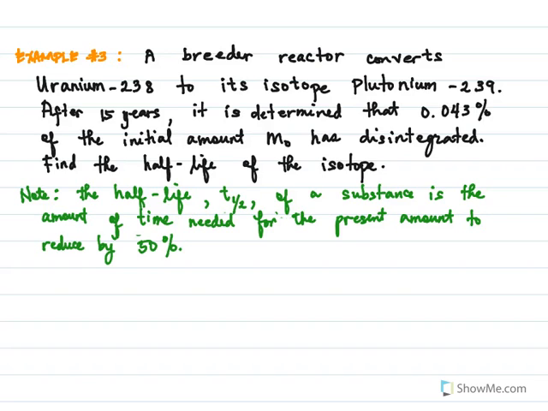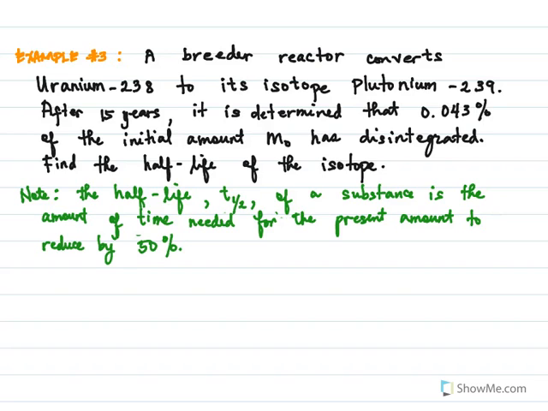Now let us consider problems on substance decay. A breeder reactor converts uranium-238 to its isotope plutonium-239. After 15 years, it is determined that 0.043% of the initial amount M0 has disintegrated. Find the half-life of the isotope. Please note that half-life is the amount of time needed to diminish half of the present amount of the substance.